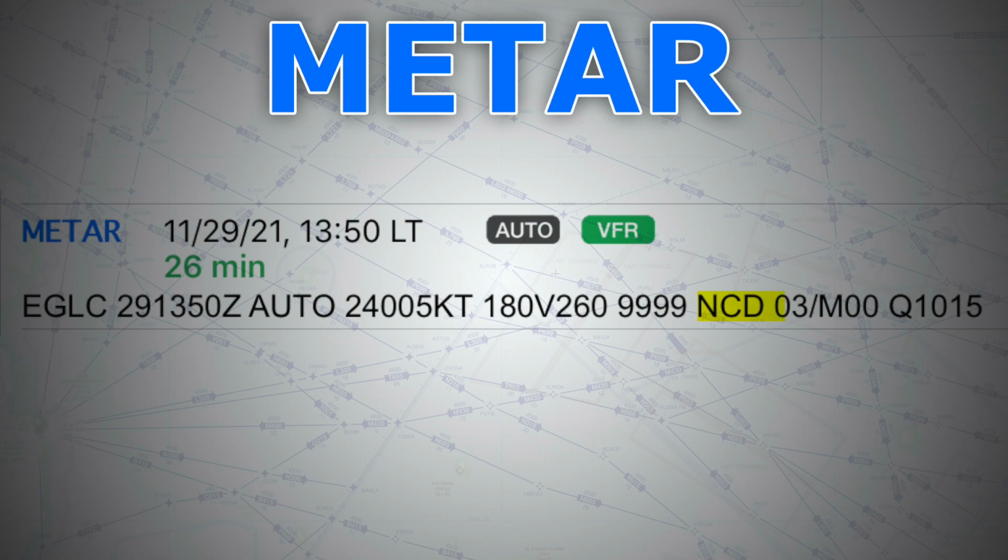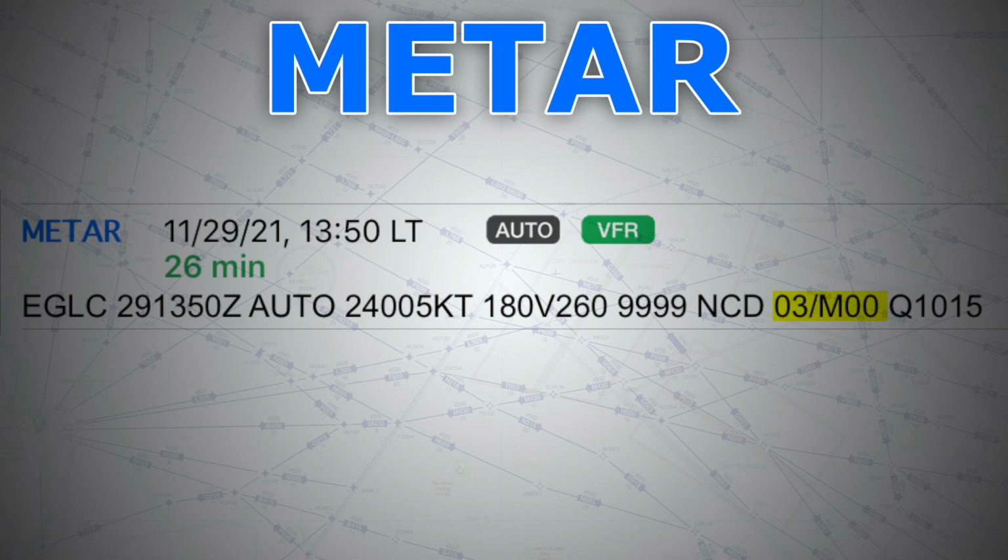Next is temperature and dew point. Also, the first digits are always temperature followed by dew point. So here, the temperature is 3 degrees Celsius and dew point is 0. The letter M, however, means a negative value. Whenever the temperature or dew point are below 0, the letter M will precede to signify that the value is negative. Alright?